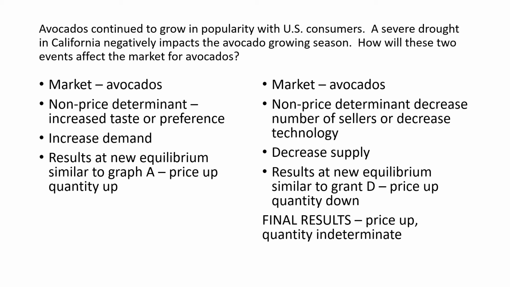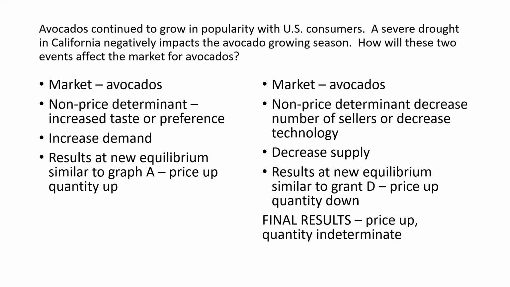Question number 2 is interesting because it involves a change to both supply and demand. So it says avocados continue to grow in popularity with U.S. consumers. That will affect demand. A severe drought in California negatively impacts avocado growing season. That will affect supply. How will these 2 events affect the market for avocados?